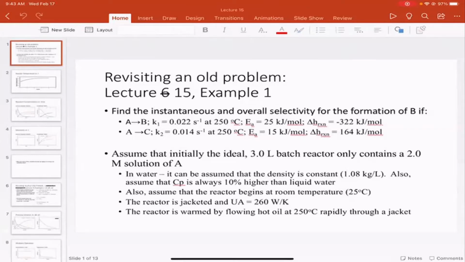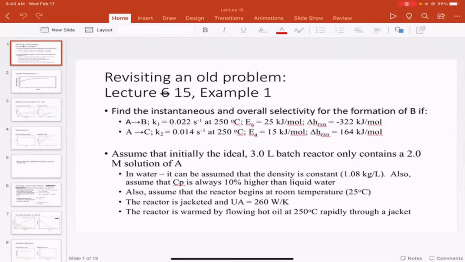The other thing that we're going to assume is that we start the reactor cold, right at room temperature, which is 25 degrees C. We then, of course, need the heat transfer coefficient and the area. So the product of that we'll assume is 260 watts per Kelvin, which is consistent with what we looked at in lecture 14. And the jacket is being warmed at 250 degrees C by an oil that's running through it. Okay, so let's start to go through this and figure out how we might solve a problem like this.